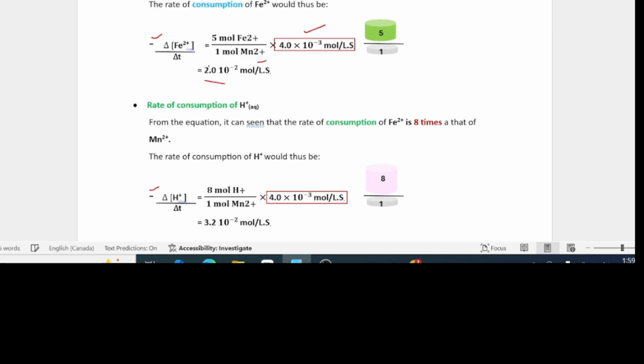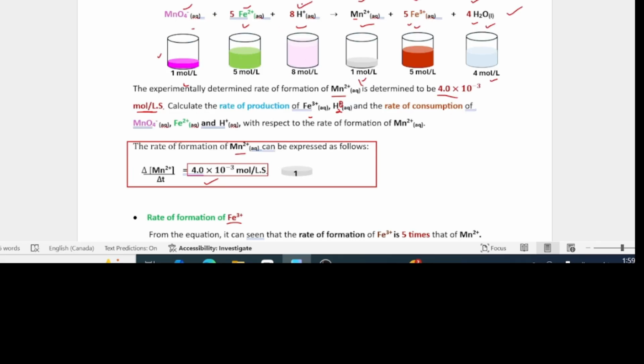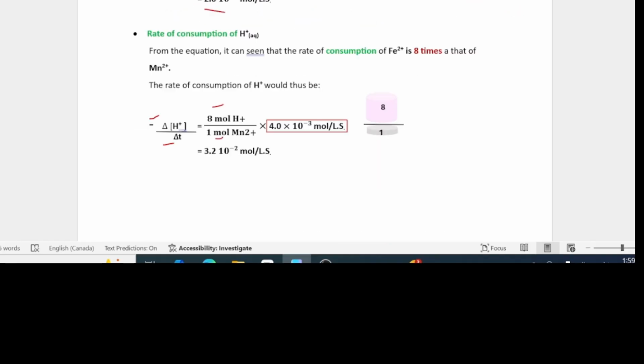That's your answer there. Again, doing it for hydrogen, make that the subject of the equation. Insert that negative sign there. Check out the mole ratio again. The mole ratio is 8 to 1, multiplied by the experimentally determined rate for this one here. And you can see that's your answer there.